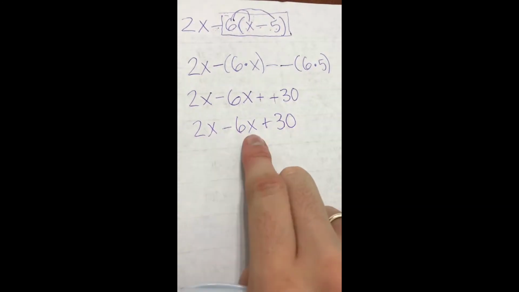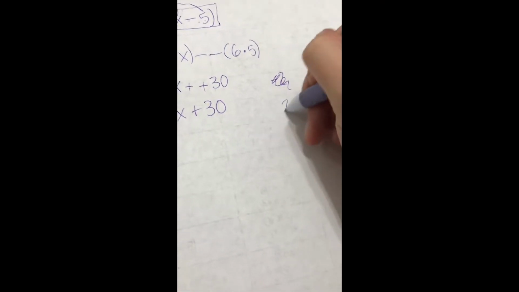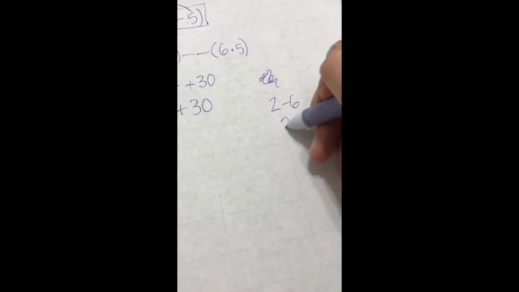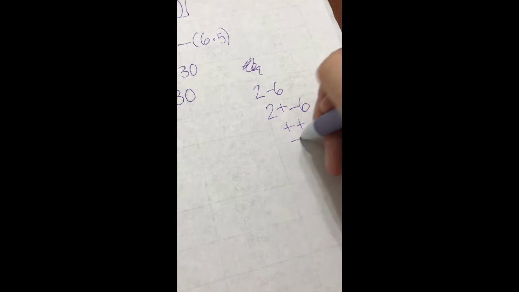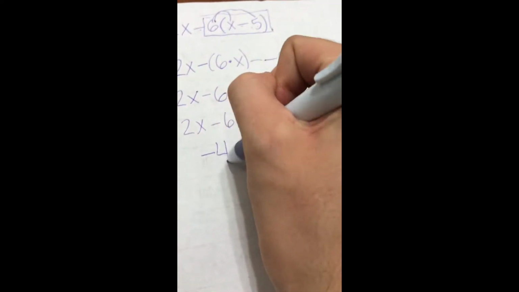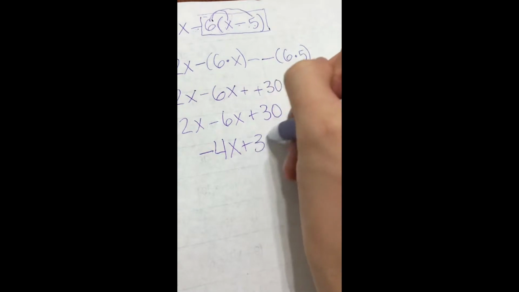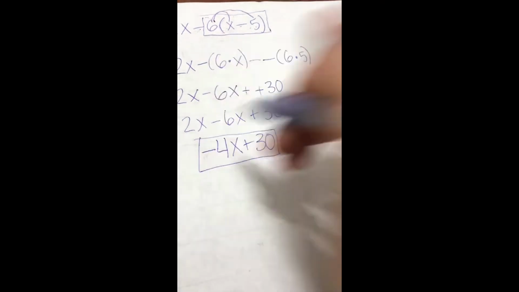Now I can combine the two terms with an x. So if I have two x's and I take away 6 x's, 2 minus 6 is what I'm doing here. So I'm going to change this to an addition problem. 2 plus, and then instead of positive 6, I make it negative 6. Then I could draw pictures here to help me solve. And I'm left with 4 negatives. So negative 4x plus 30. I have x's and no x's, so I do not combine them. And this would be my final answer.